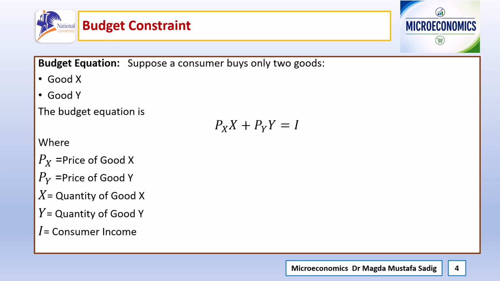How can we construct a budget constraint equation? Suppose a consumer purchases only two goods, good X and good Y. The budget equation is: income equals the price of good X multiplied by the quantity of good X, plus the price of good Y multiplied by the quantity of good Y. This equation tells us that total spending cannot exceed the consumer's income.